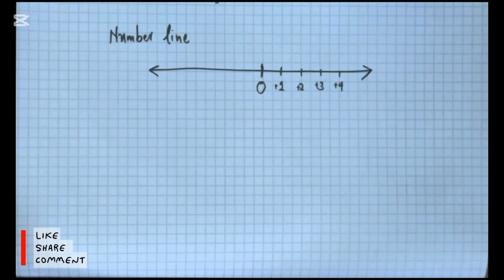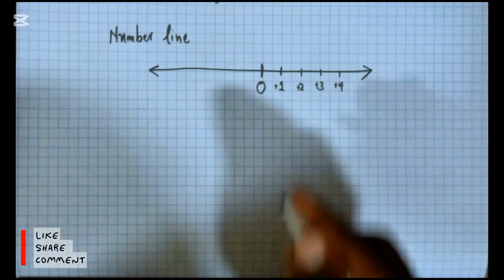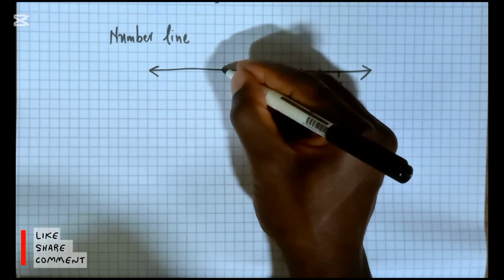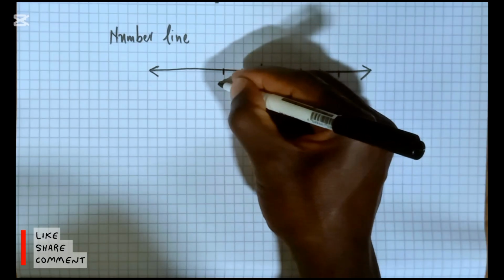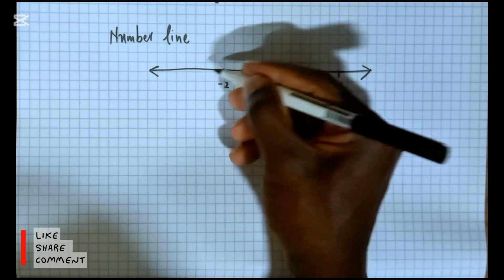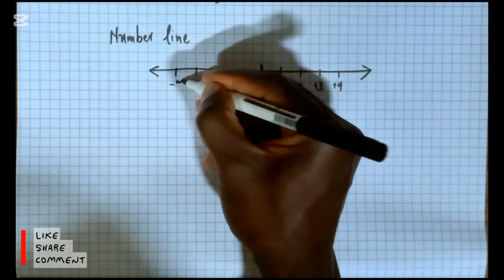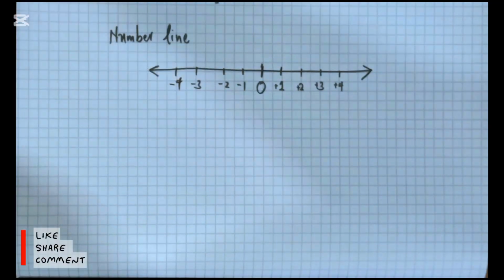On the left of the number line, though, we have negative numbers. To the left of our 0, we will have negative 1, and then negative 2 right there, followed by negative 3, and then negative 4. We can continue on and on to infinity, of course, talking about negative numbers. So that is how we construct a number line.